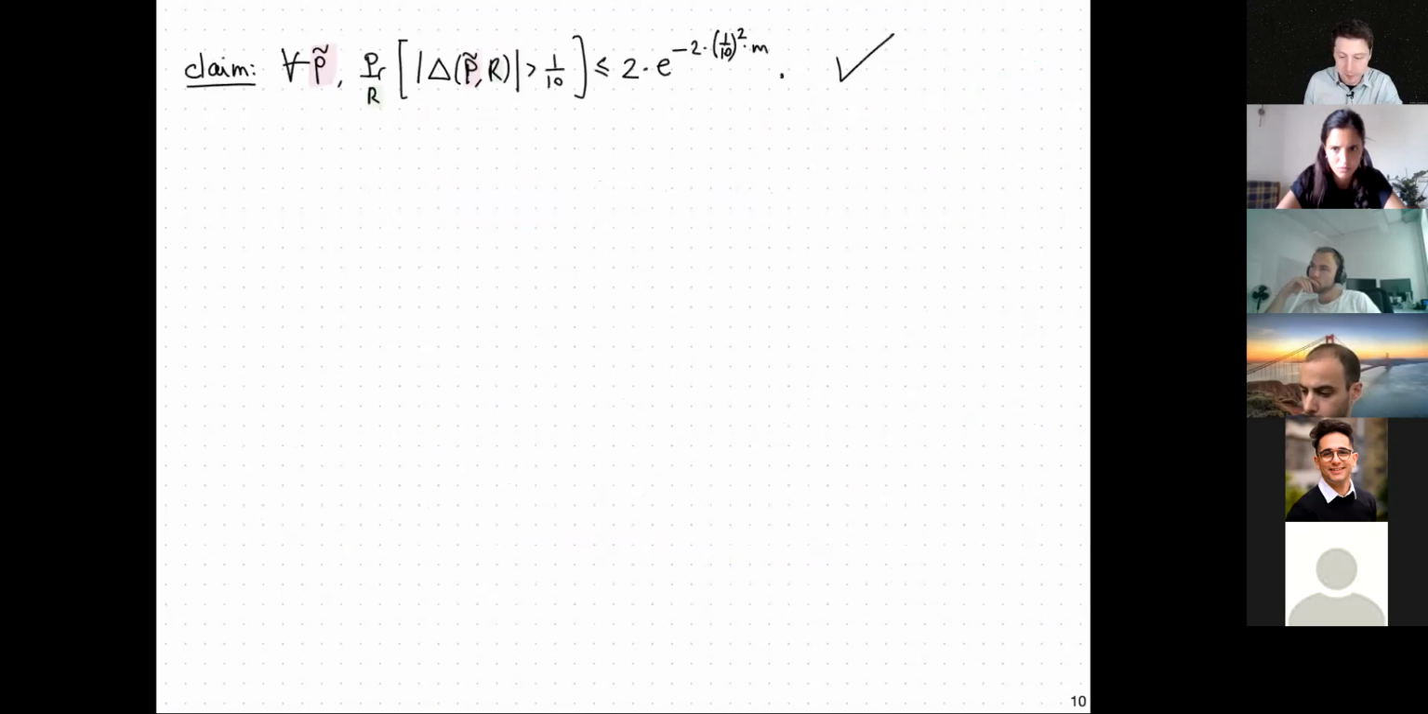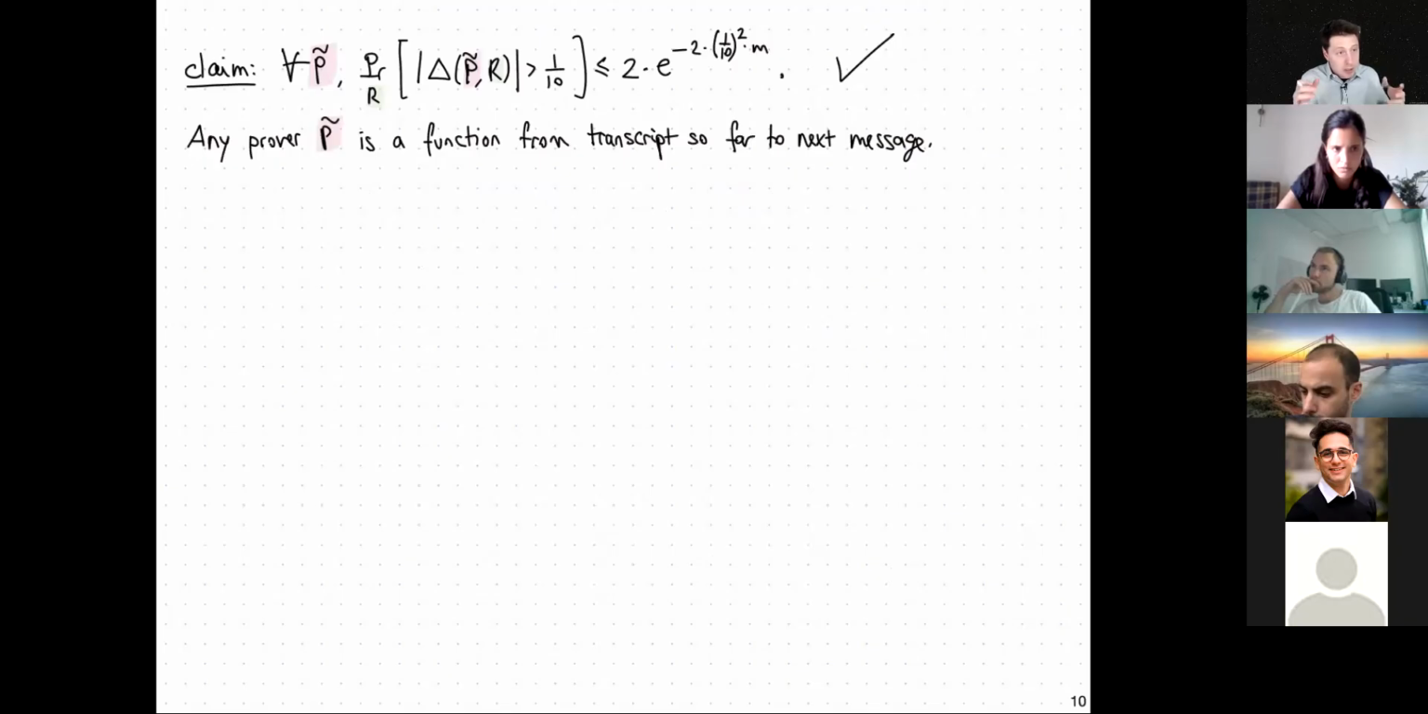So now let's conclude. Now we're going to use the fact that the transcript is small. All right, how are we going to use it? The fact that p tilde, whatever arbitrary prover it is, is a function from the transcript so far to the next message, right? That's what p tilde is. It is a strategy to give me the next message.